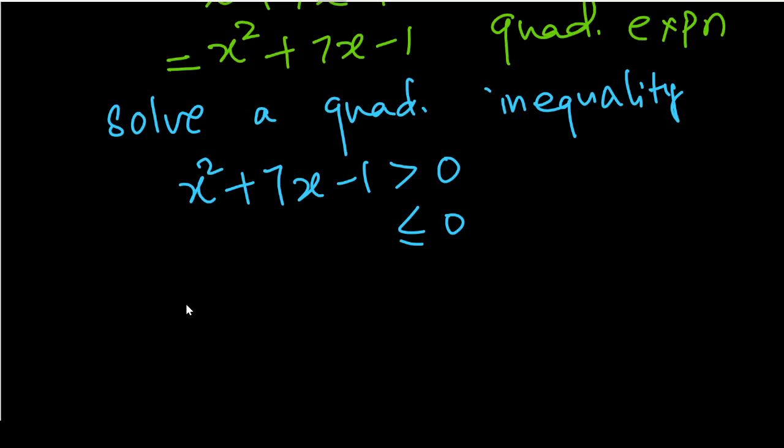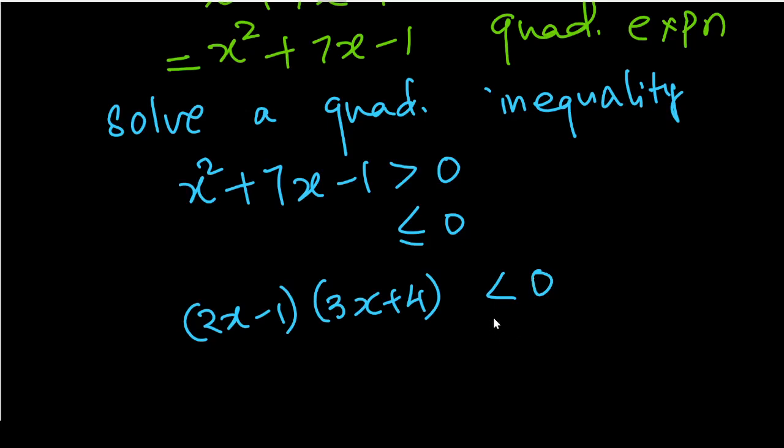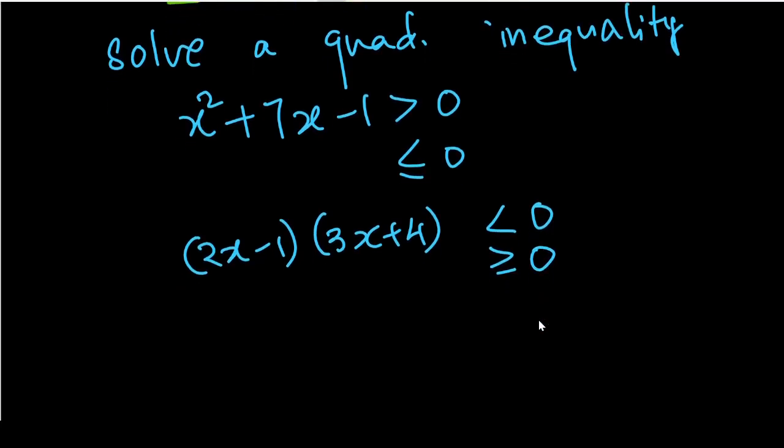In short, or in factor form also, like 2x minus 1, 3x plus 4 less than 0, let's say greater than 0, greater than or equal to 0. These types of examples belong to what we call a quadratic inequality.